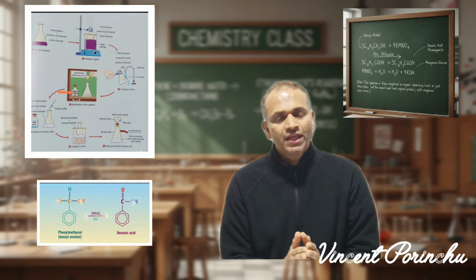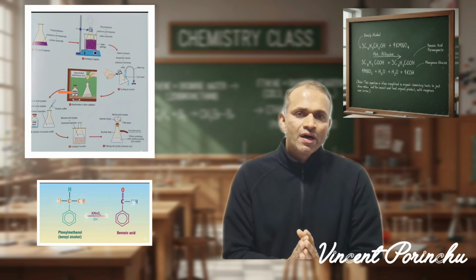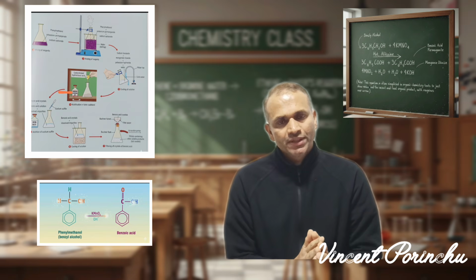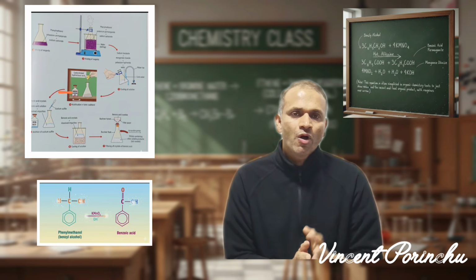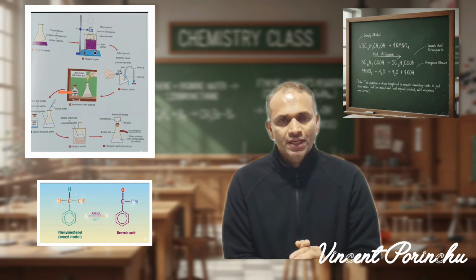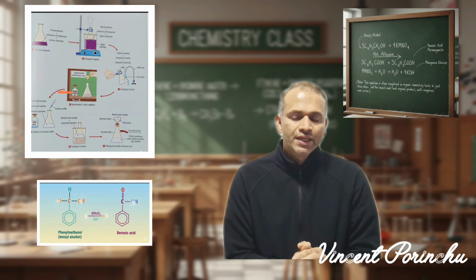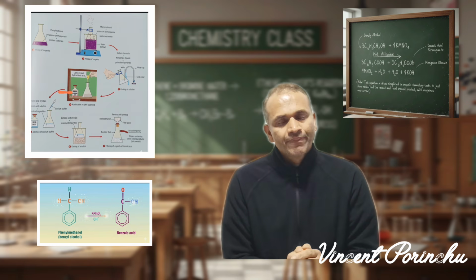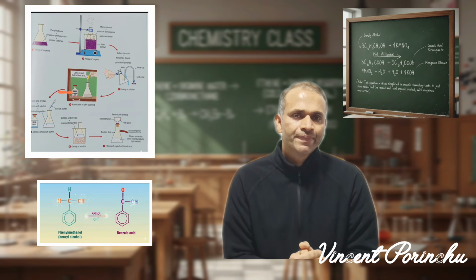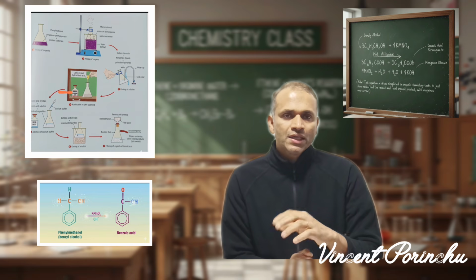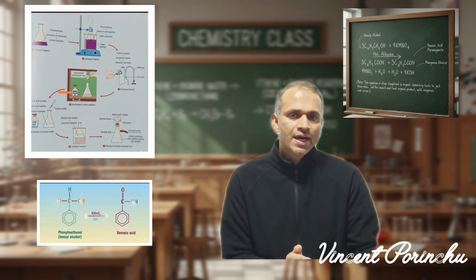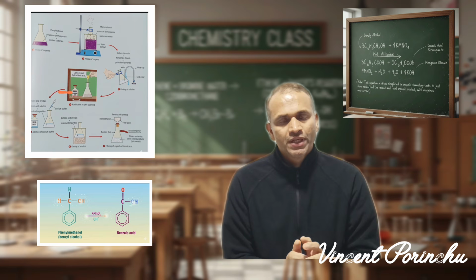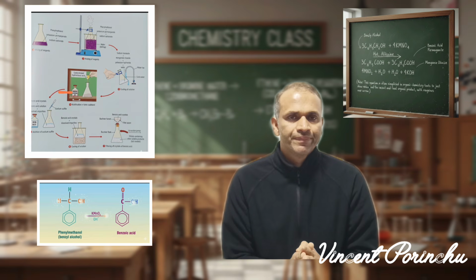Today we are going to see the oxidation of benzyl alcohol to benzoic acid. This is a method of preparation of benzoic acid from benzyl alcohol using alkaline potassium permanganate as an oxidizing agent. So here the chemical reaction is the oxidation of alcohol group to acid group using potassium permanganate.